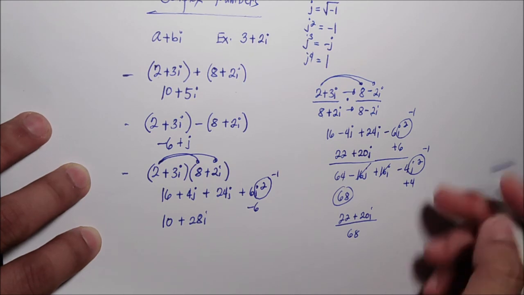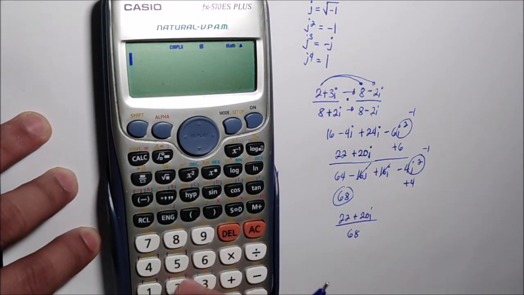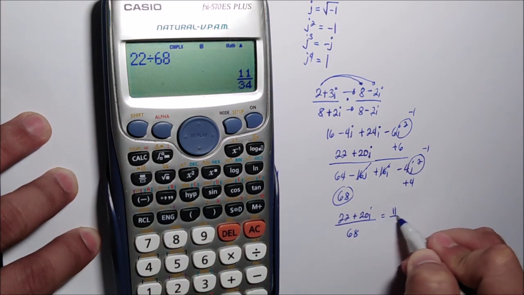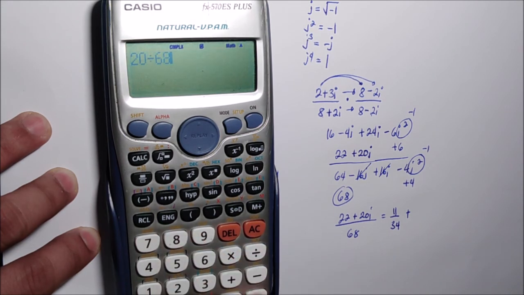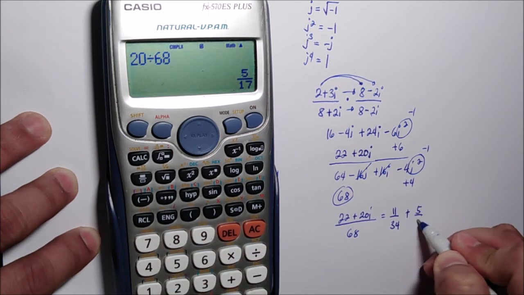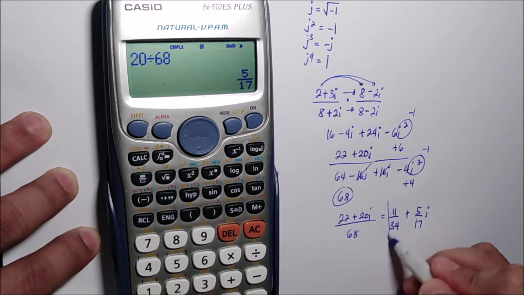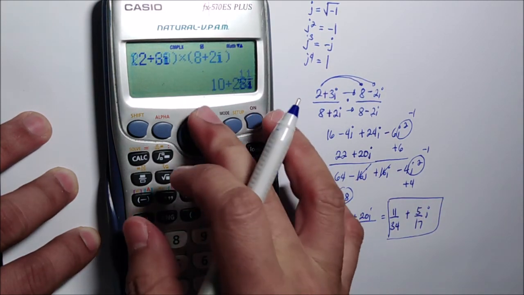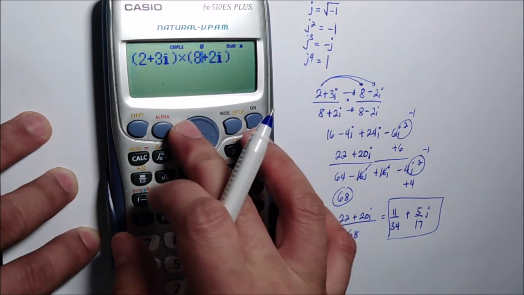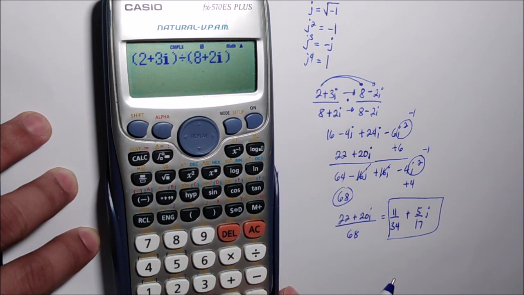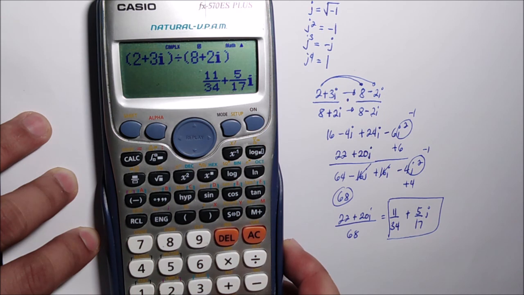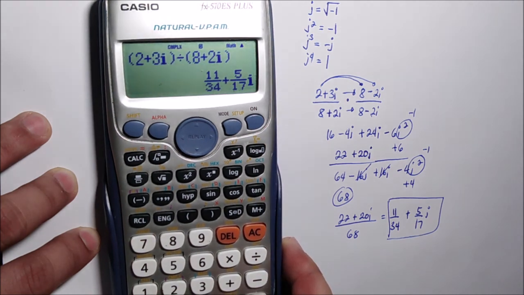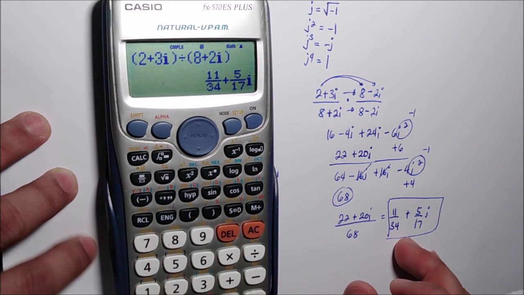Or we can simplify this as 22 over 68, that is 11 over 34, plus 20 over 68, that is 5 over 17 i. This is our answer. Let's check in the calculator. Sorry for the noise. 11 over 34 plus 5 over 17 i. Okay, our answer is good.